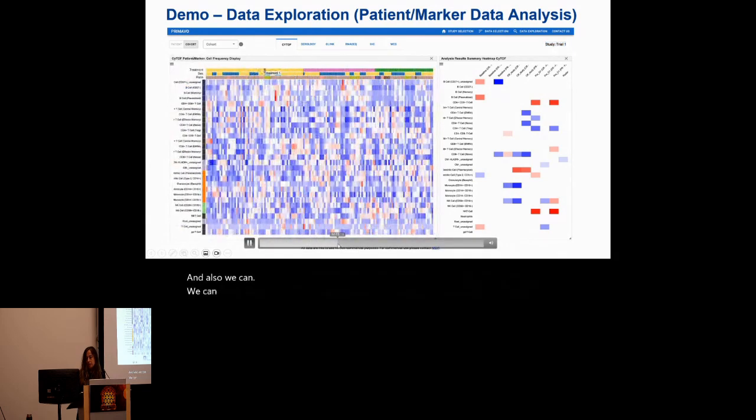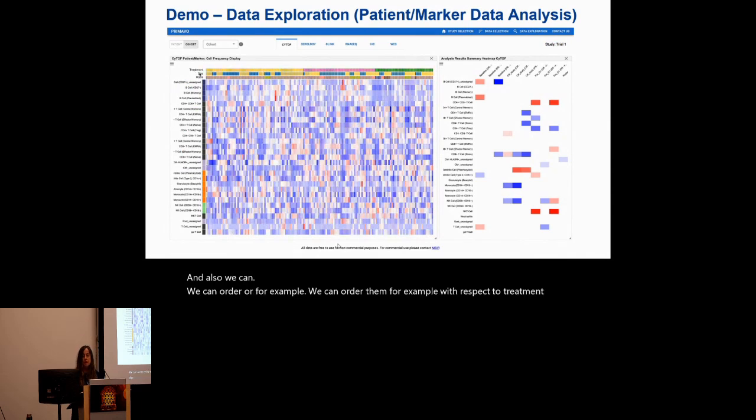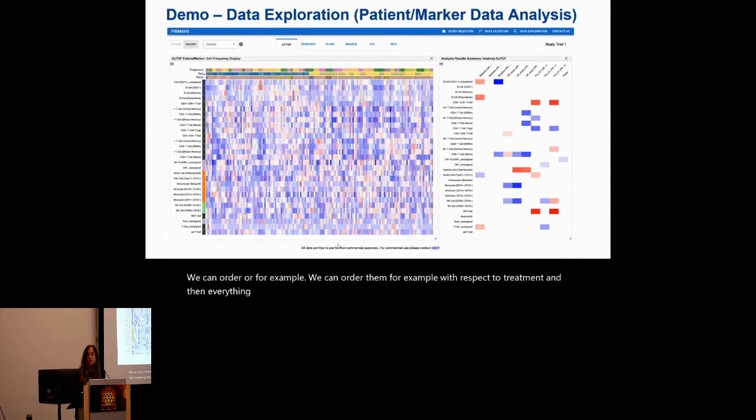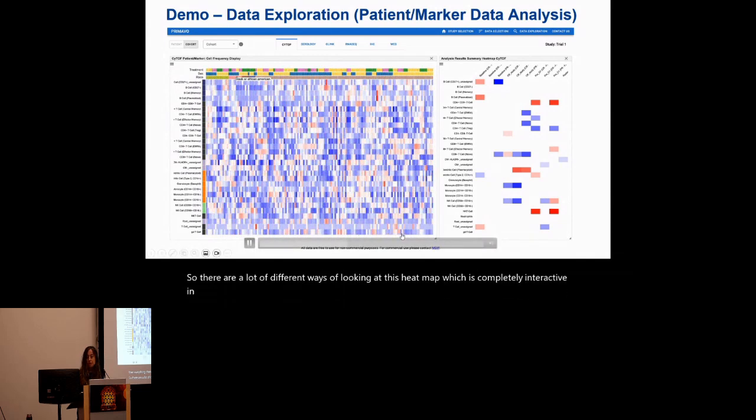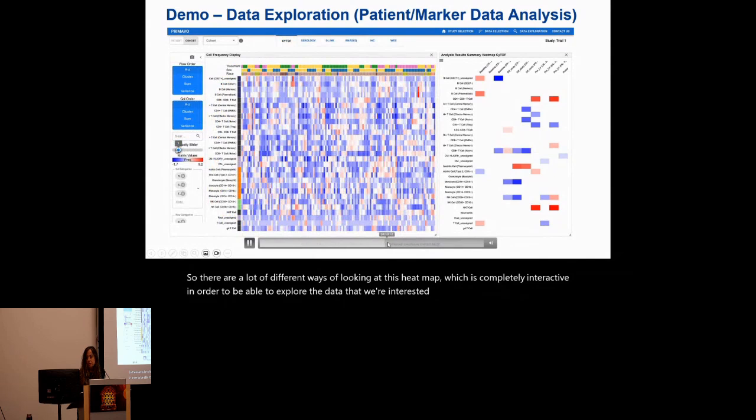And also we can order them, for example, with respect to treatment, and then everything changes in real time. Again, if we click on sex, then it reorganizes the heat map. So there are a lot of different ways of looking at this heat map, which is completely interactive in order to be able to explore the data that we're interested in. In the interest of time, I'm just going to fast forward this.